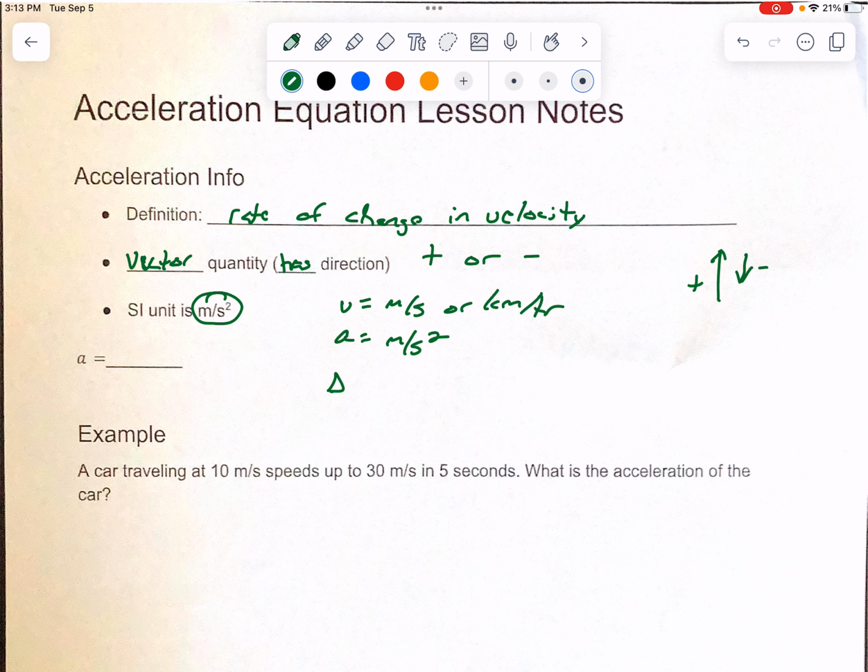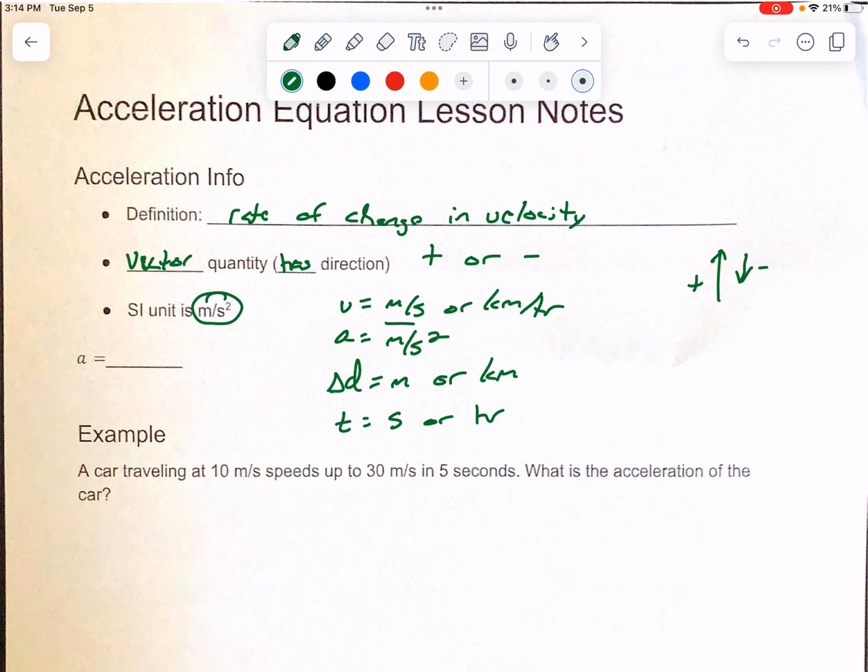Then you have displacement. That is just distance covered, so that's usually going to be meters or kilometers. And then your time is usually going to be in seconds, hours, or minutes. Basically, time shouldn't be the hard one. But you really need to make sure you're looking: if you see meters per second, that's a direct indication that's velocity. If you see meters per second squared, that's a direct indication that is acceleration.